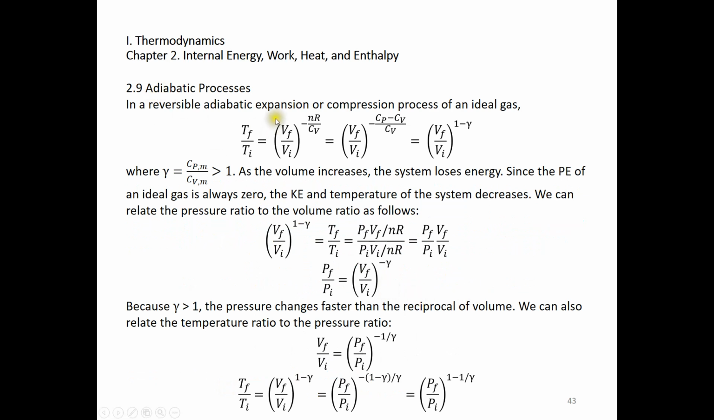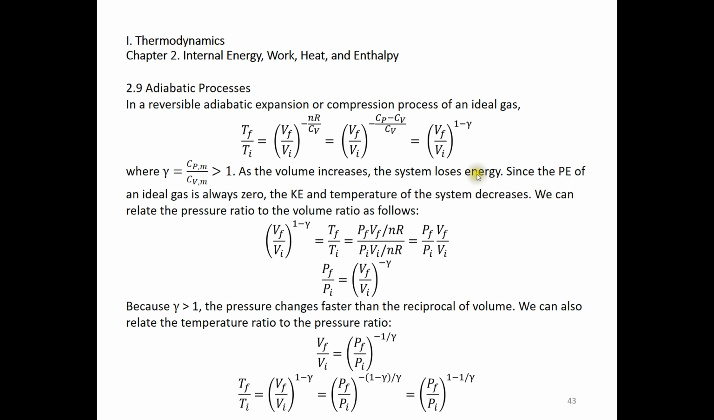Again, in a reversible adiabatic expansion or compression, the temperature ratio is equal to the volume ratio to the power of 1 minus gamma. Gamma is Cpm over Cvm. It's always greater than 1 except one case, which is water at 4 degrees Celsius. As the volume increases, the system loses energy. Since Q is always 0, then we lose kinetic energy. The kinetic energy of the system decreases in this adiabatic expansion. On the other hand, if it's compression, then the kinetic energy and temperature of the system both increase.